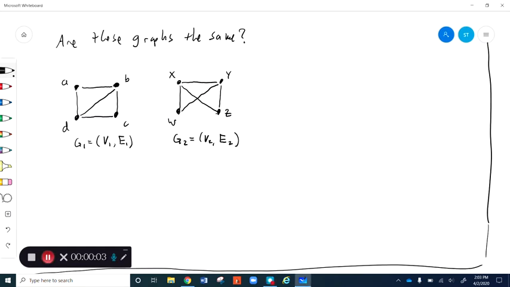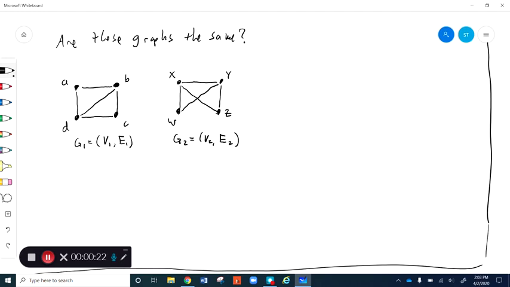Okay, so now we're going to move on to the second topic for section 10.3, which is graph isomorphism. We'll begin with this question. Are these graphs the same? If you'd like, you can pause the video and take a minute to ponder that question and see what you think the answer is.